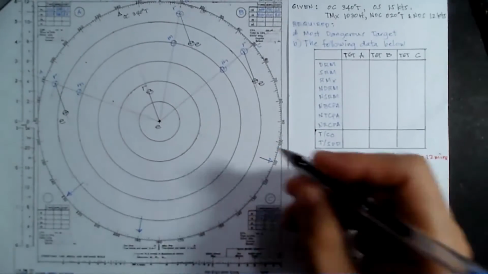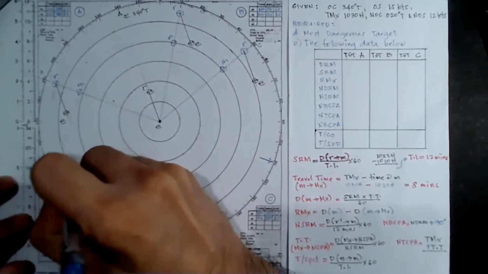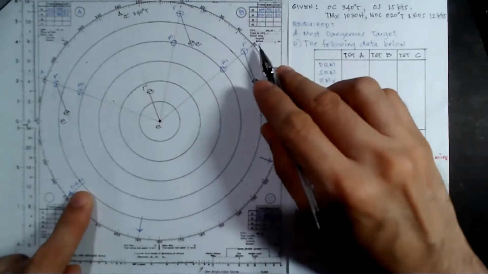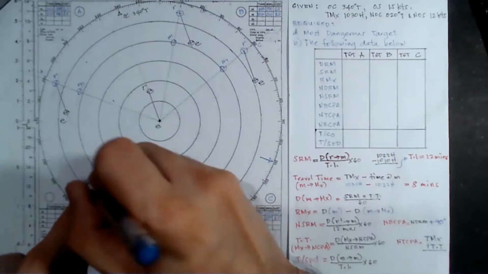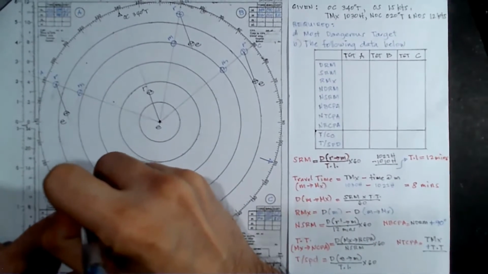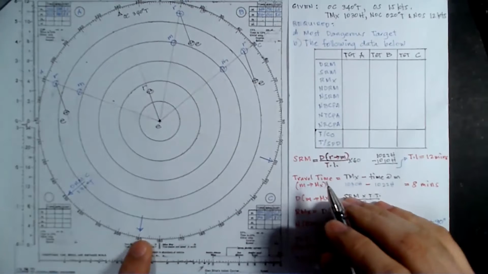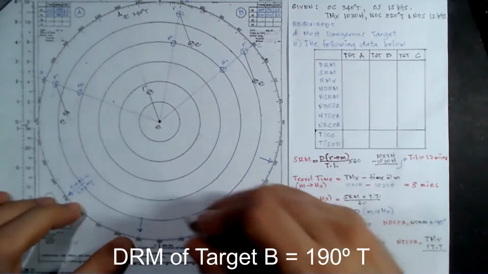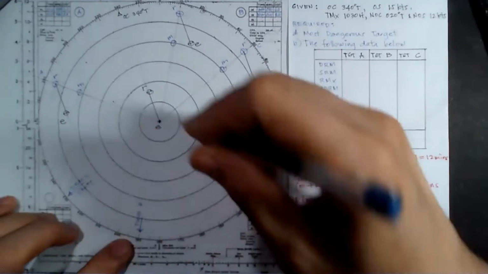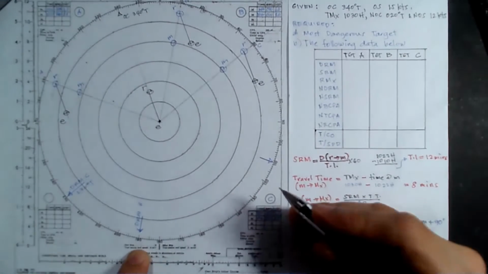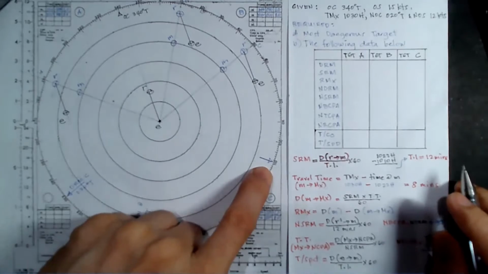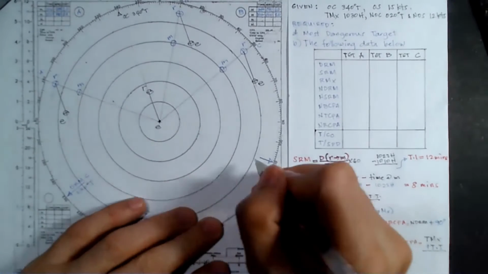And just label it. So this will be the DRM of target Charlie. That is 230 degrees true. This will be the DRM of target Bravo. So this is 190 degrees true. This will be the DRM of target Alpha.